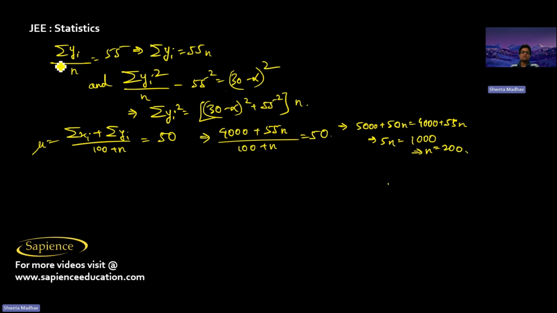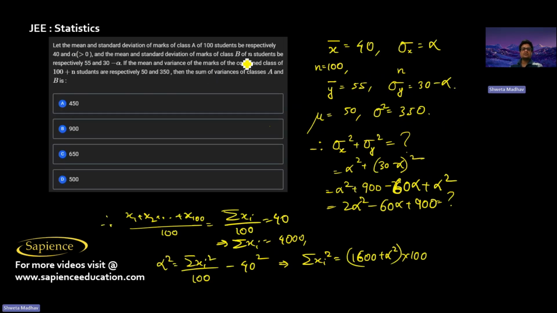So there are 200 values of set B. There are 200 students in class B. So n is actually 200 in class B, and there are 100 students in class A.